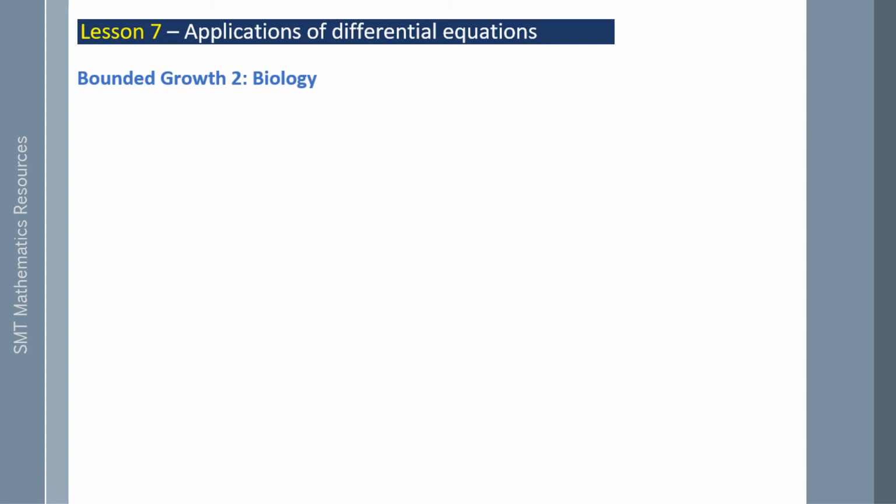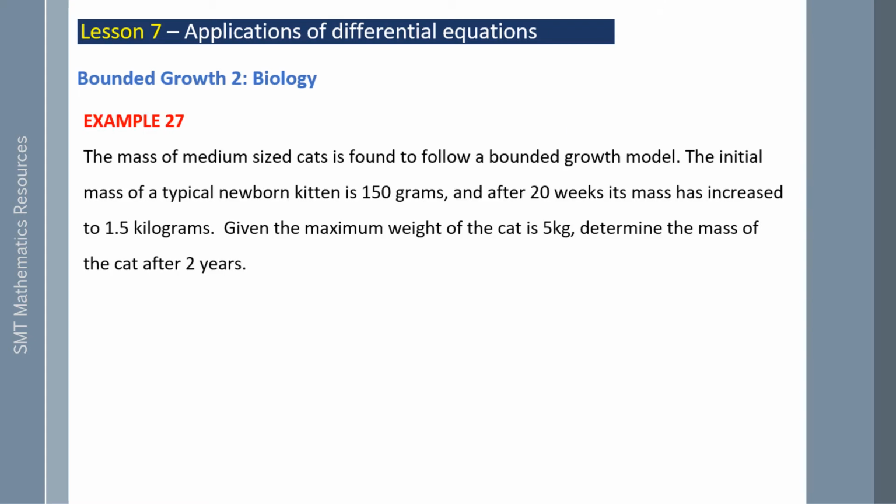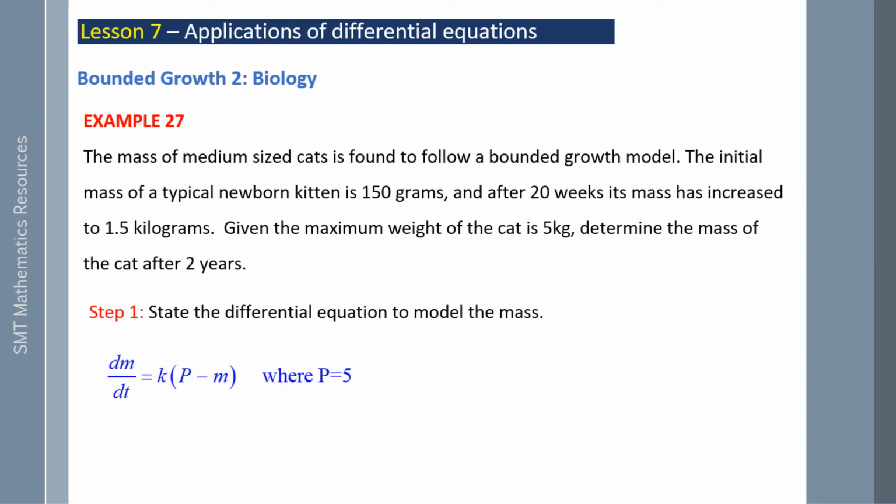Boundary growth 2, which is in biology. Example 27. The mass of medium-sized cats is found to follow a boundary growth model. The initial mass of a typical newborn kitten is 150 grams, and after 20 weeks, its mass has increased to 1.5 kilograms. Given the maximum weight of the cat is 5 kg, determine the mass of the cat after 2 years. State the differential equation to model the mass.